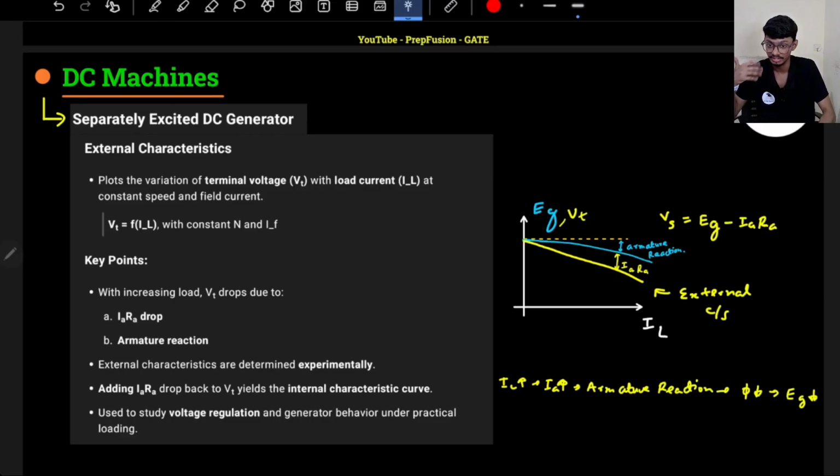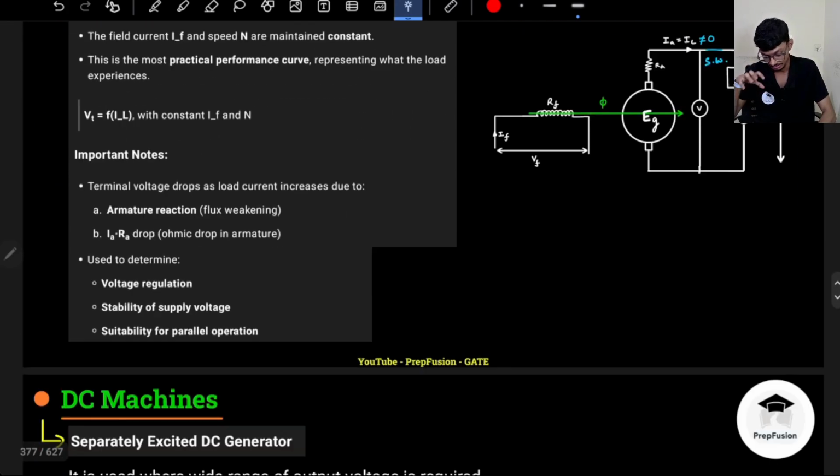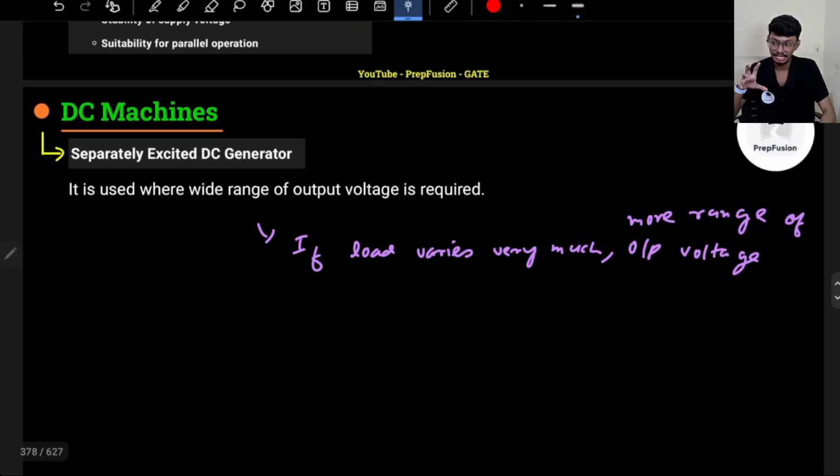So it depends what kind of load you are connecting, in which situations you use. So that's why it is important to understand where to use what kind of generator or motor. So that's why these characteristics and graphical explanations are very important to understand.